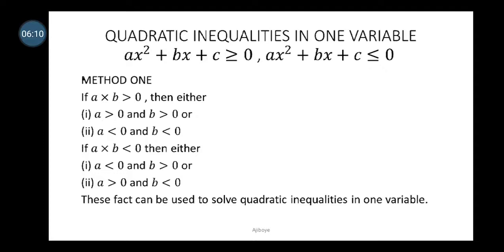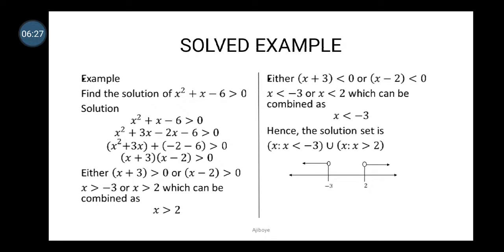negative. And if I'm multiplying two numbers and I'm getting a positive answer, it's either both of them are positive or both of them are negative. So that is what this method is suggesting, and that's what we're going to use to solve a quadratic inequality in one variable. Example: find the solution set of x squared plus x minus 6 greater than 0.